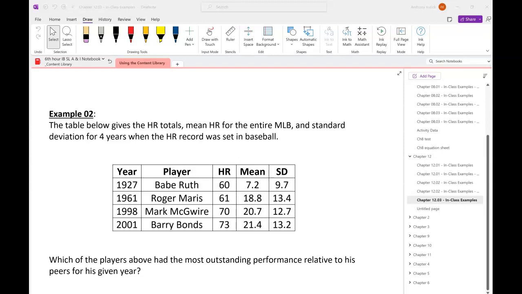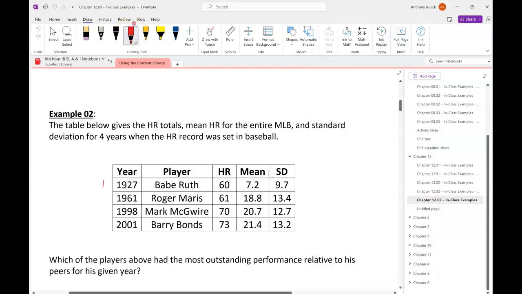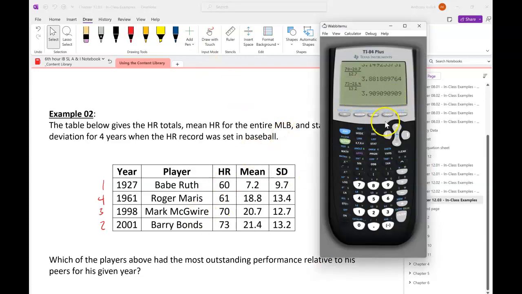Okay, so I got 5.44, 3.15, 3.88, and 3.91. So how would we interpret that? That would basically be our ranking, right? Just FYI, what is this z-score really saying here? What does this 5.44 really mean?